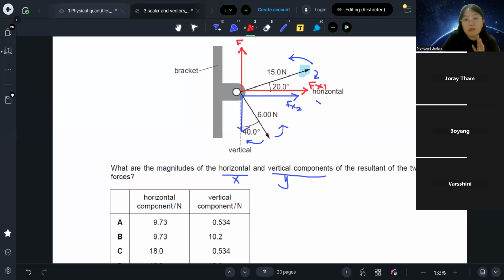Fx1, Fy1, Fy2. Okay, boys and girls, try. Horizontal, these two, Fx1 and Fx2, are in the same direction. So after you calculate, you should add them together. But for the vertical, you need to be careful. Are they in the same direction? If they are not in the same direction, then what should you do?